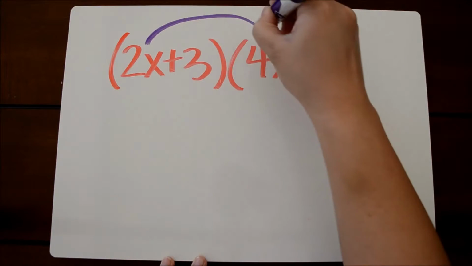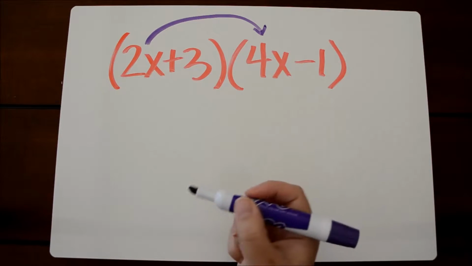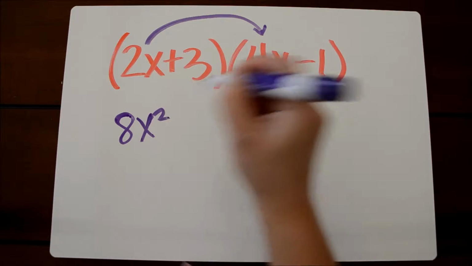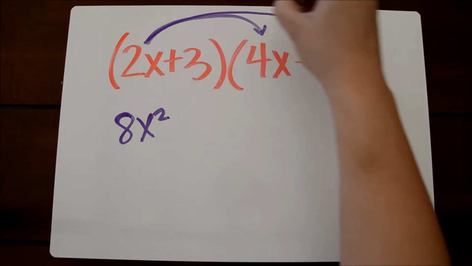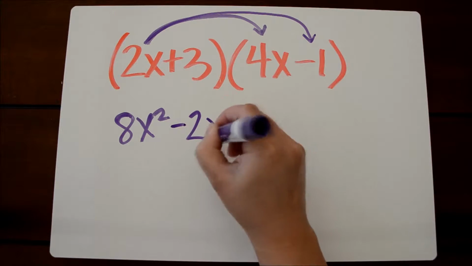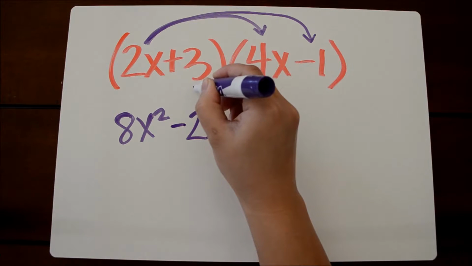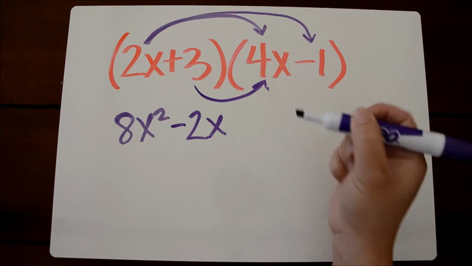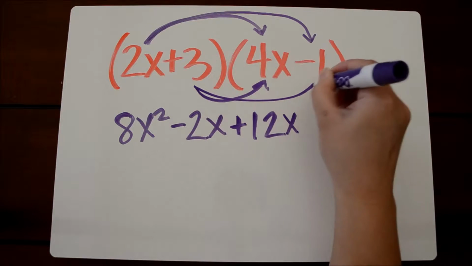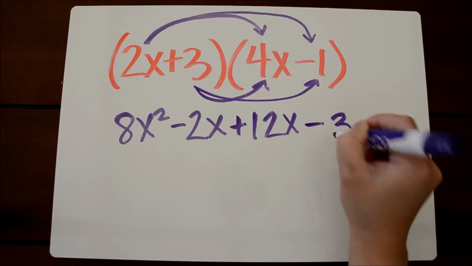So 2x times 4x will give us 8x squared. And then 2x times -1 is -2x. Now we're going to distribute 3. So 3 times 4x is 12x. And then 3 times -1 is -3.